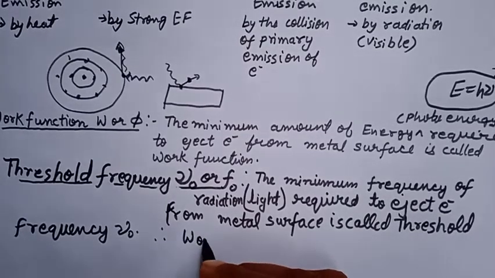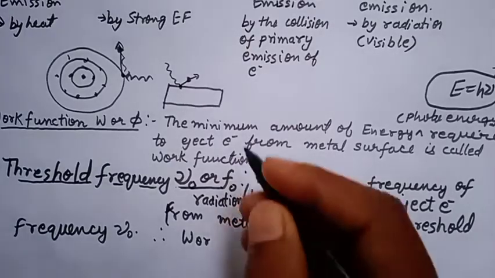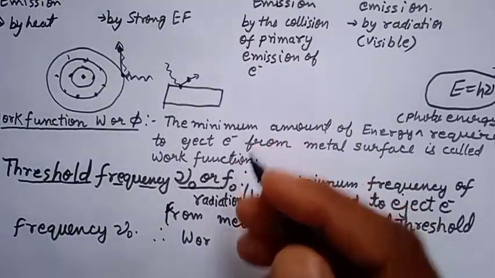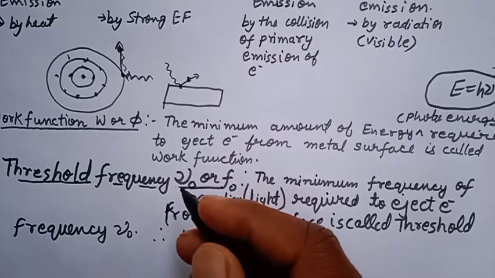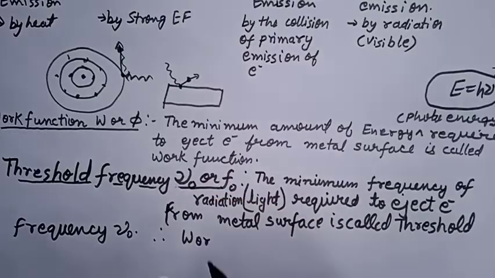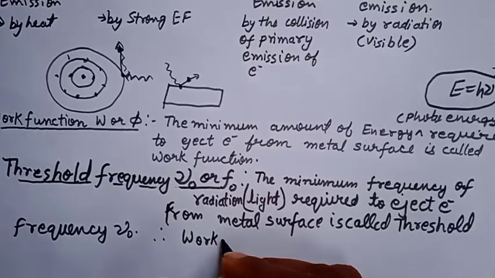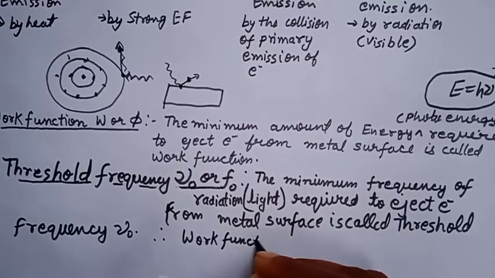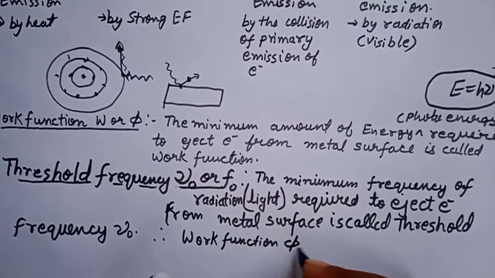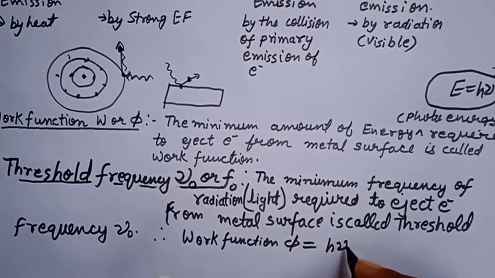How has work function come here? Because there is a symmetry in both terms. Here we are only talking about frequency, but it must have some energy associated with it, and that is the work function. Work function phi is equal to h nu naught.